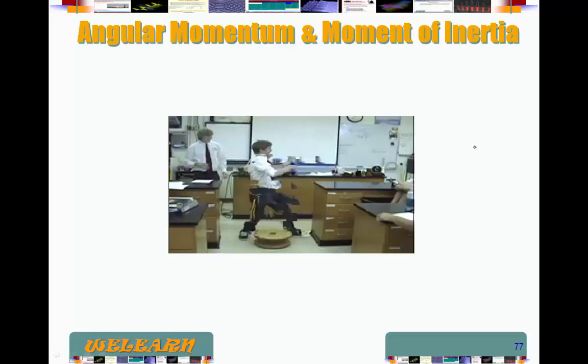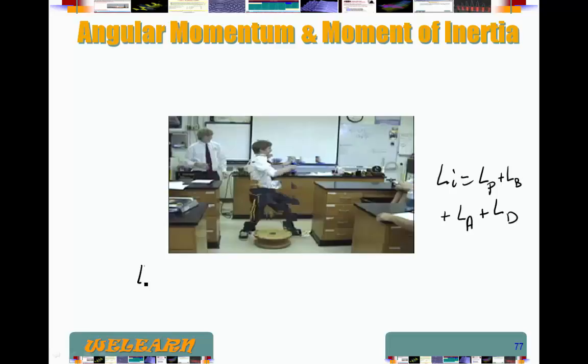Initially, what do we have? Angular momentum initial is going to be the angular momentum of the platform that we have here, plus the angular momentum of the body of this young man, plus the angular momentum of the arms of this young man, plus the angular momentum of the dumbbells. All of them are going to have the same angular velocity.